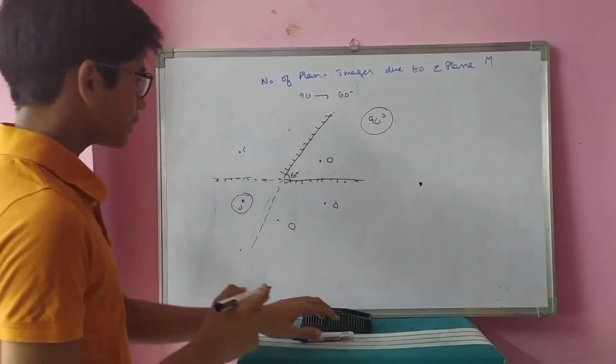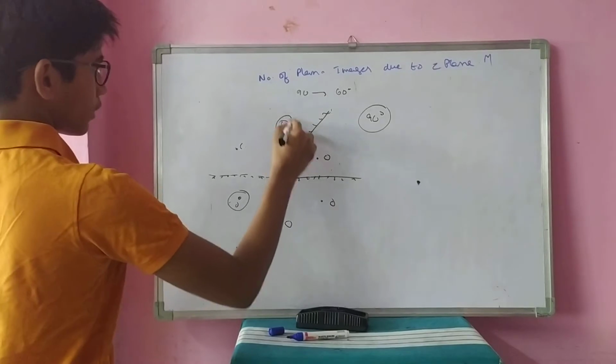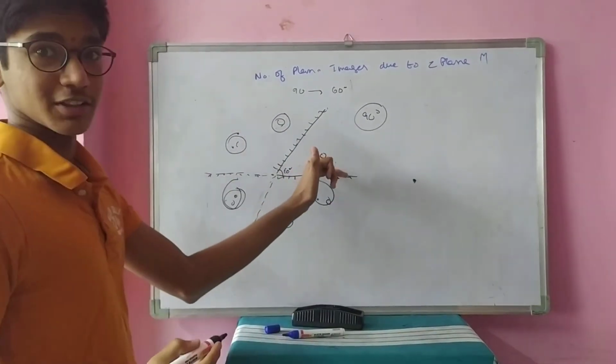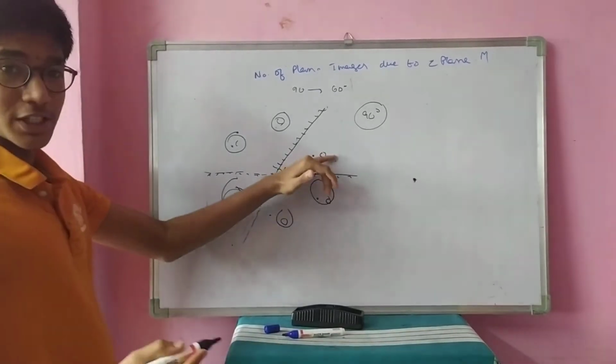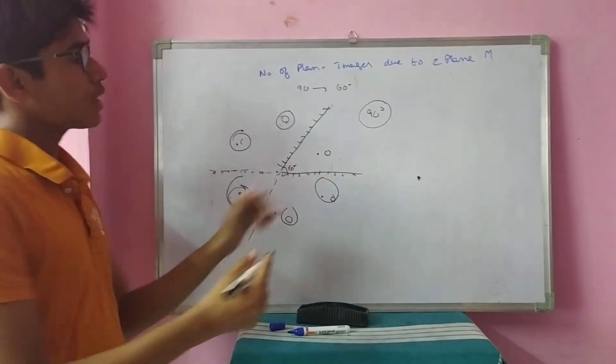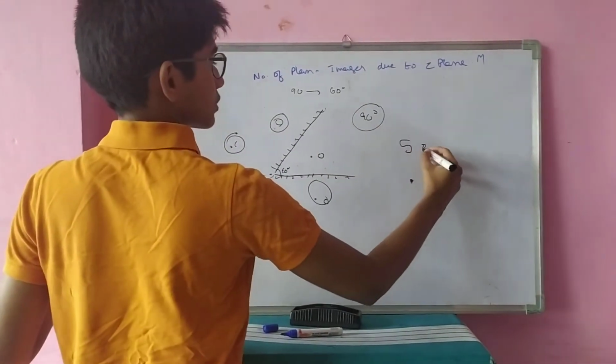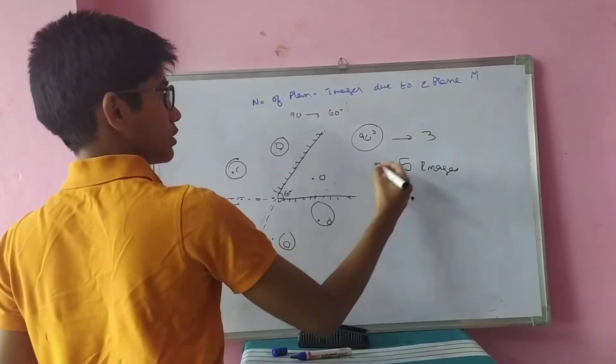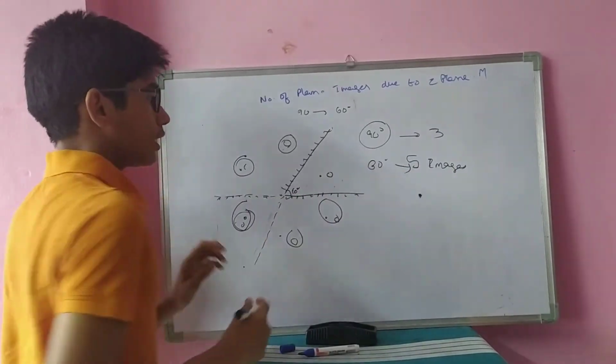Now, how many images are formed? Here also one image. 1, 2, 3, 4, 5. This is the object, not an image. This is the real object. How many images? 5 images. So for 90, how many images? 3. For 60, 5. Like that.